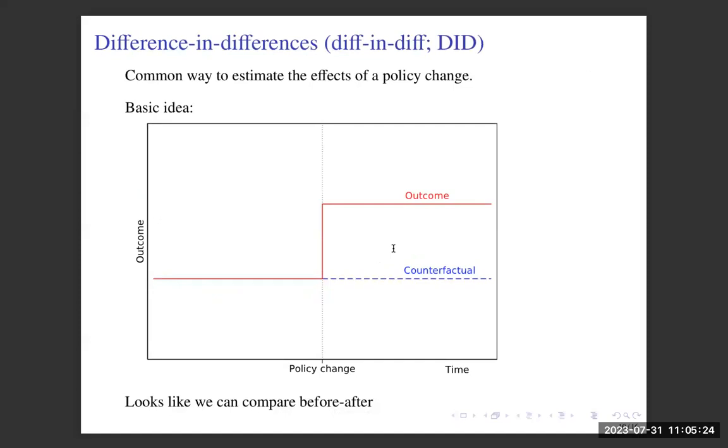Difference in differences is another popular way to study causality, and this is especially common to estimate the effects of policy changes. The basic idea is that you have some outcome that you're interested in, and there is a policy change, and then the outcome changes. The underlying presumption is that if it weren't for this policy change, the outcome would stay the same. So here the treatment effect is the difference between those two lines. Because this counterfactual is the same as what it was before, you would just compare after and before, and that is your treatment effect.